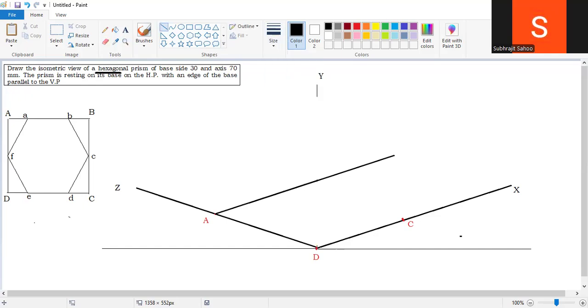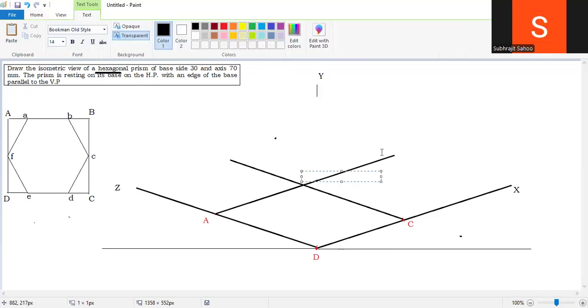See, sir, from C point, draw the line parallel to AD. Parallel to AD, right. Sir, what is the point here? Point is D, right? Sir, A, D, C over. Now this point is B.